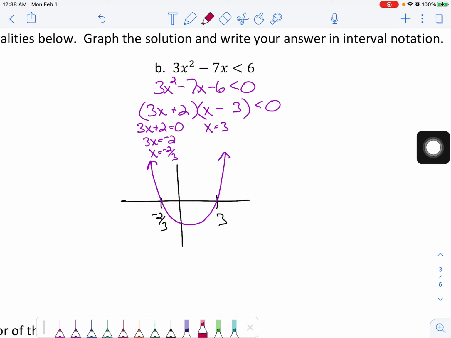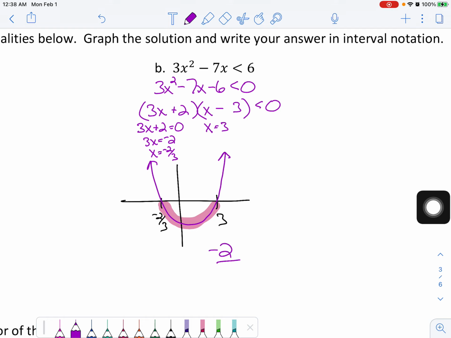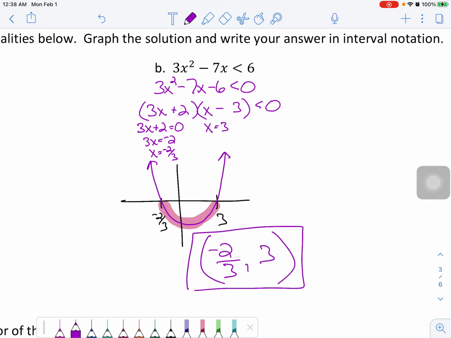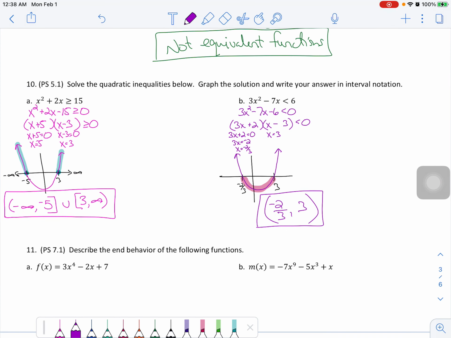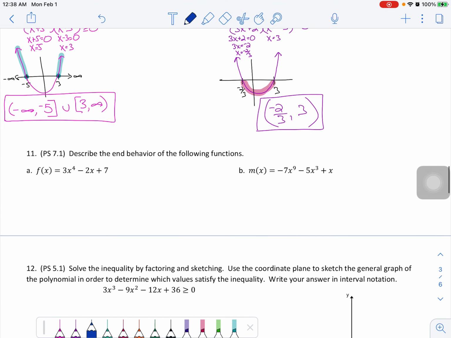So less than 0, I'm going to look for any part of my graph that's below the x-axis. So that's basically only between my two x-intercepts here. So negative 2/3 to 3, so there's no infinities to worry about. This particular inequality did not have any equal to portion to it, so you are going to use parentheses to enclose your interval. All right, so problem number 10 is done, both parts A and B.